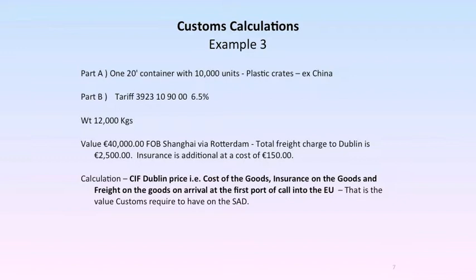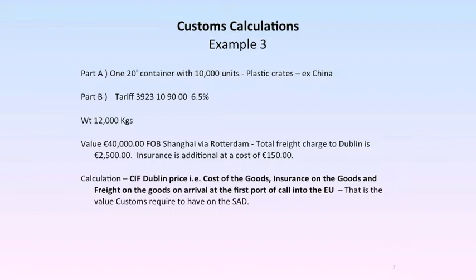This container is shipped from Shanghai to Dublin via Rotterdam. The total freight charge from Shanghai to Dublin is €2,500, and there is an additional cost for insurance at €150. So the calculation will be based on the CIF Dublin price, cost of the goods, insurance on the goods and freight on the goods on arrival at the first port of call into the EU. By first port of call into the EU, we mean in this case Rotterdam.